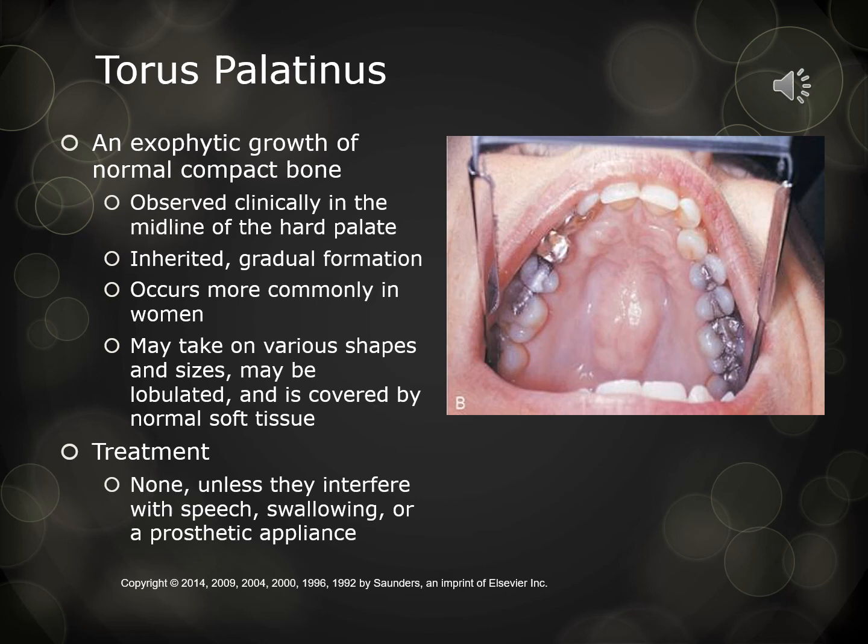It can be seen as one lobe, or it can be lobulated, as we had discussed earlier. It may take on various shapes, and it's normally covered with soft tissue. There's no treatment that is necessary unless there is interference with speech, swallowing, or a prosthetic appliance.